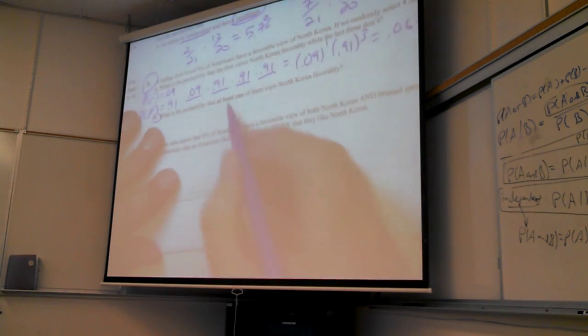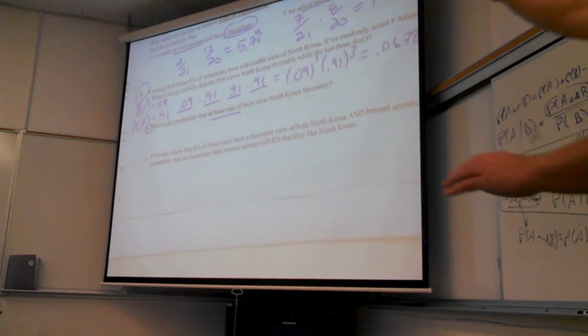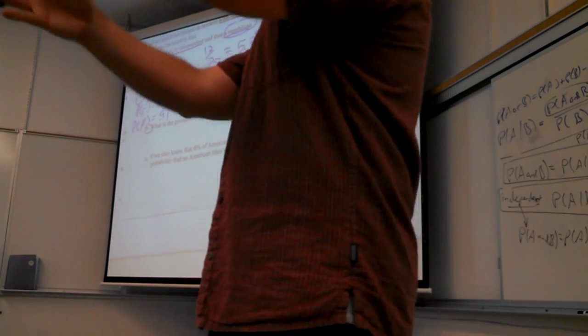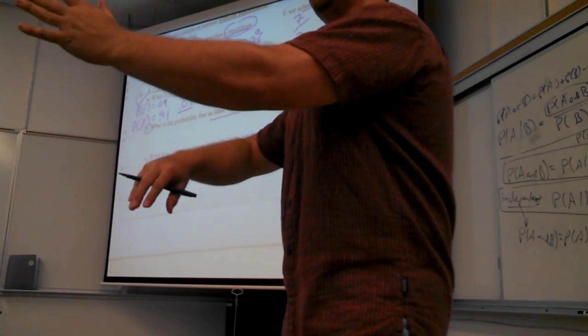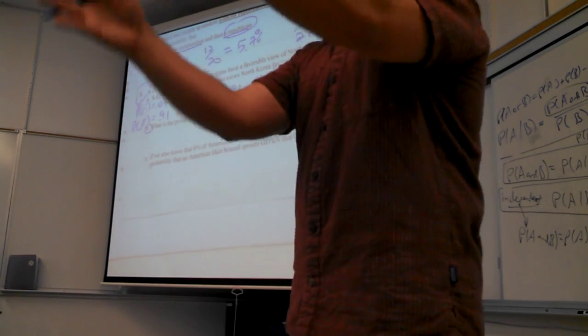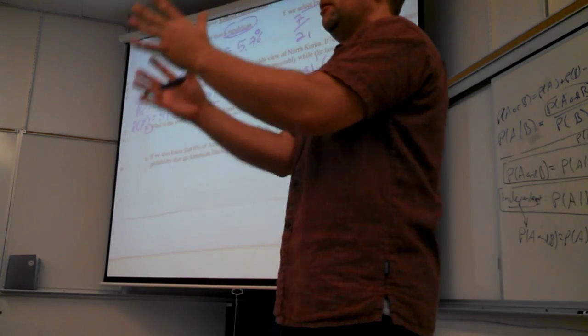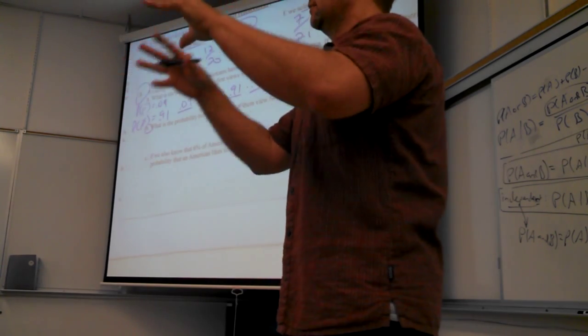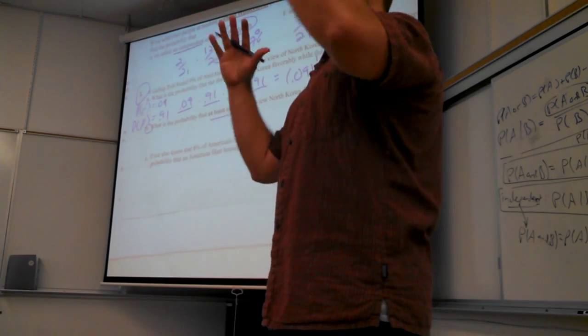So what sucks, if you try to do this directly, what does at least 1 mean? It could mean the first one views them favorably and the other 3 don't. Or the second one views them favorably and the other 3 don't. And so maybe the first 2 view them favorably. Or maybe the first one and the last one. Or maybe the last 3. Or maybe the middle 2. Do you guys start to understand? You'd have to take all those situations into account.